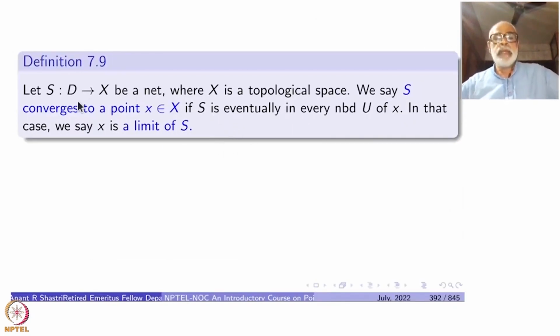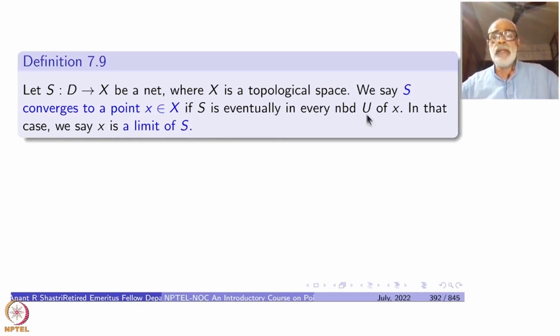Next we say a net inside X, where X is now a topological space. See, an eventual set can be defined without reference to any topology. That is a part of the definition of net. Now we are coming to convergence theory here, so X must be a topological space. We say S converges to a point x inside X if S is eventually in every neighborhood of x. That is the meaning of this. In that case, we say x is a limit point of S. So I will explain what this is.